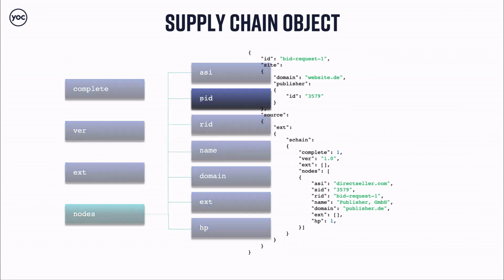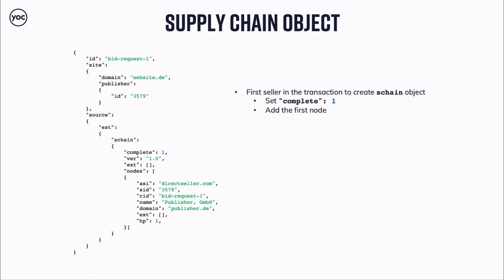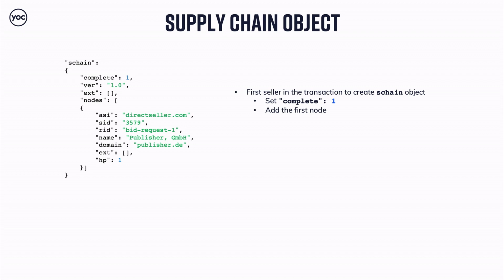A simple flow of how the participants are actually adding the node objects. So the first seller in the transaction is supposed to create the supply chain object, set the complete attribute as 1 and add its node. In our case, it's a direct seller, adding the publisher ID 3579, adding the ID of the bid request that it generated and sent to the next system downstream.